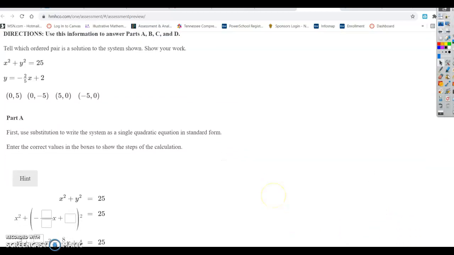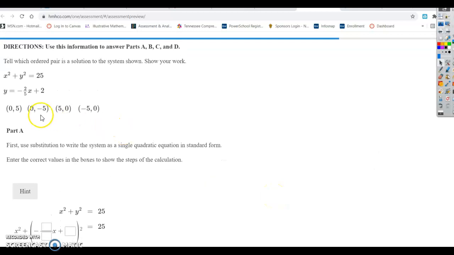All right, there's another one here where it says find the ordered pair that works. Let's plug these in like we did the first time. 0 squared is 0, 5 squared is 25, so the first point works for the first equation. Let's check it for the second one. 0 times anything is 0, plus 2 is 2. 2 does not equal 5, so this one does not work.